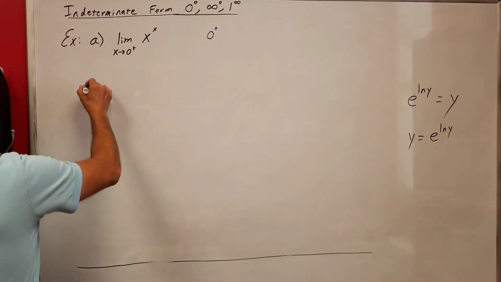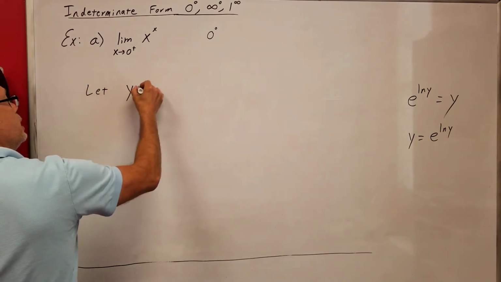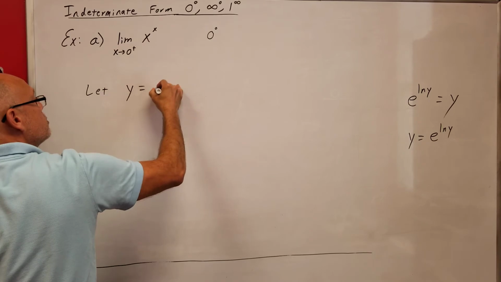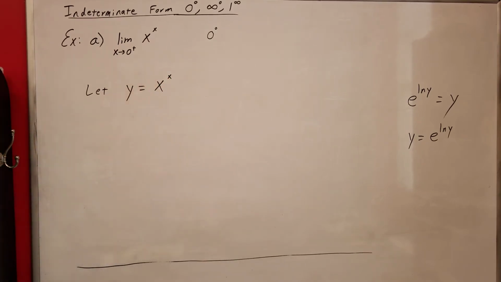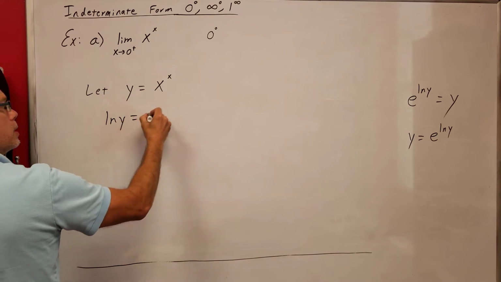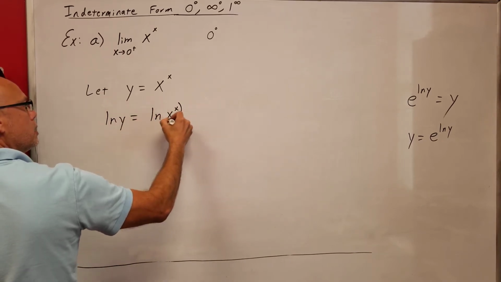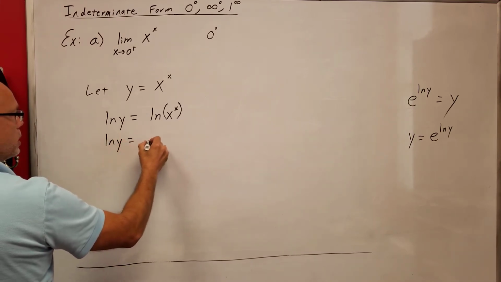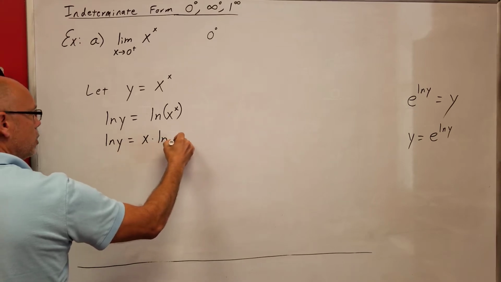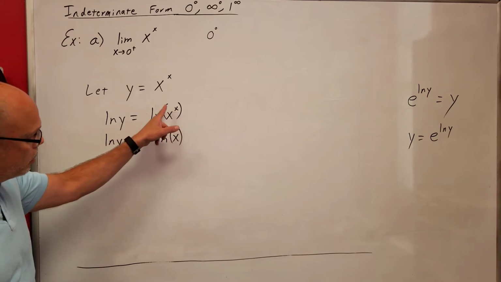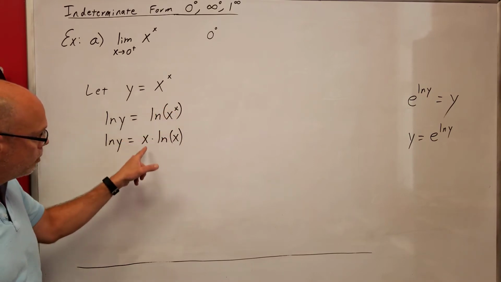Well, what I do is I say, let y equal to whatever I'm taking the limit of. In this case, x to the x. All right. Then what we do is we take the natural log of both sides. Natural log of y is equal to the natural log of x to the x. Then we can say the natural log of y is equal to x times the natural log of x. So what did I do? I just used that property of logarithms where I brought that exponent of the argument out to the front.